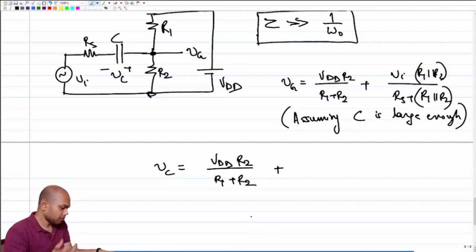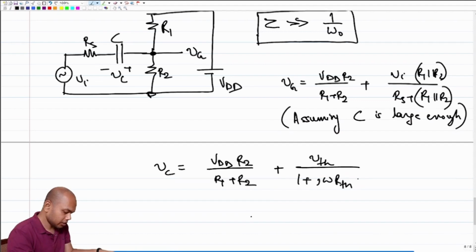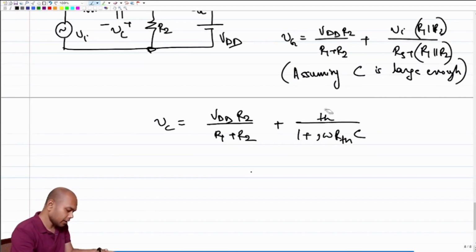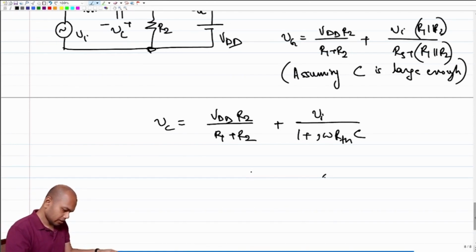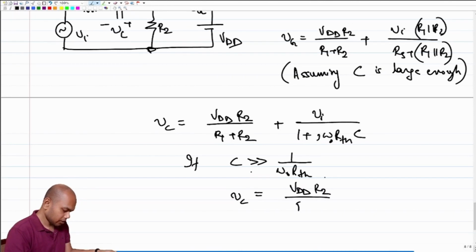Now what is the effect of Vi? Again, because I am using superposition, I can short VDD. If I short VDD, R1 and R2 come parallel to each other. The voltage across the capacitor will be nothing but whatever we saw in the earlier example, V Thevenin by 1 plus j omega RTH times C. And V Thevenin for the capacitor was Vi. If this is omega naught, and C is much greater than 1 by omega naught RTH, your Vc will be R2 by R1 plus R2.